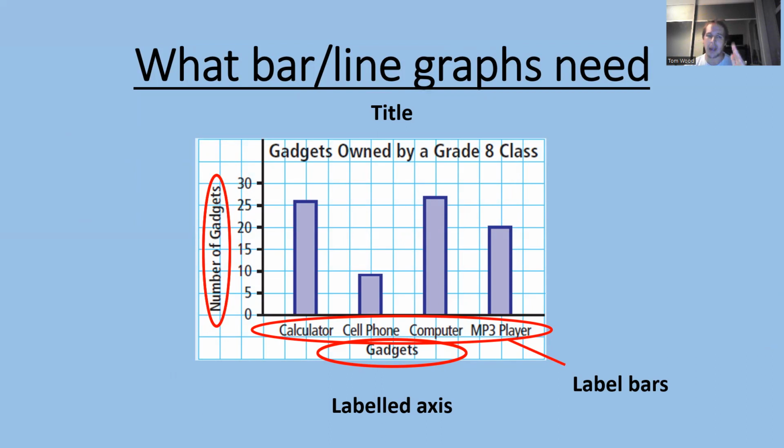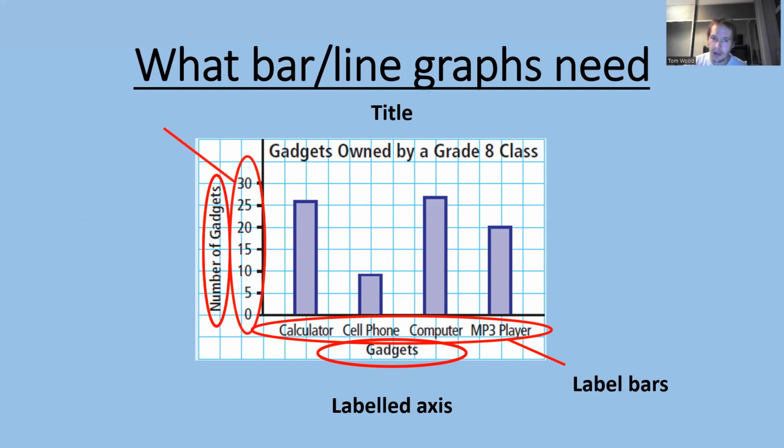But simply for writing the names of what you have and the bar's own labels, you're going to get 1 mark there. So in this case, just for saying what gadgets there are, the number of them up the side, and then listing what the gadgets are, that's going to get you a mark on its own.